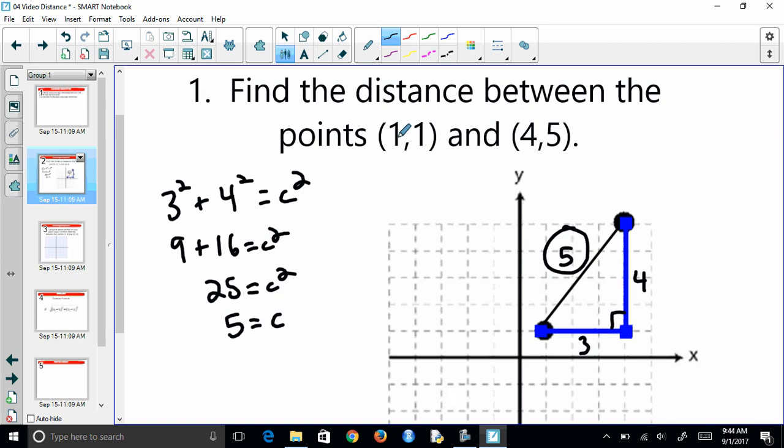Now if we just look at these numbers, if I went from 1 to 4, I went over 3, because if I take 4 minus 1, I get 3. Also, if I want to go up from 1 until 5, that's like going up 4. So that's a way we could get these numbers without drawing it all out.